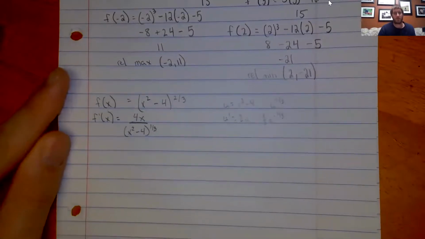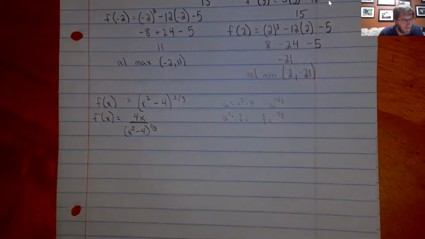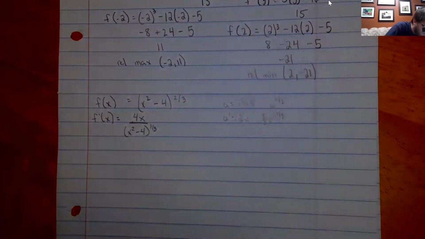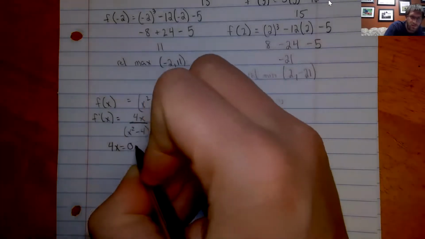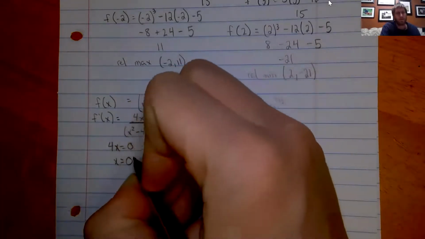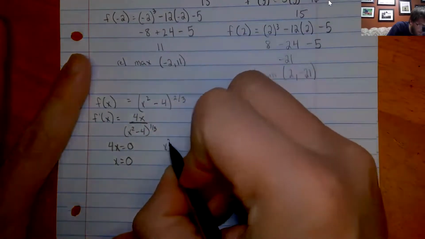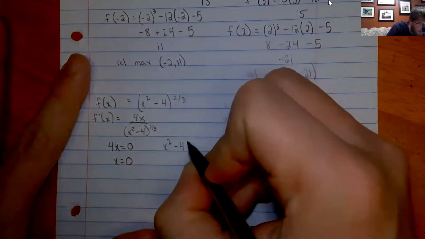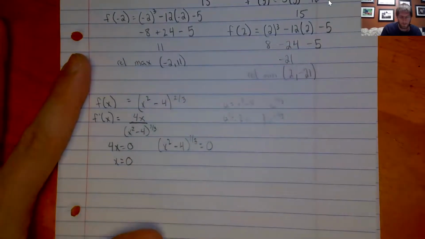So for this one, we will have not only the derivative equal to 0, but it will also be undefined. So the derivative will be equal to 0 when the numerator is 0. So when does 4x equal 0? Well, of course, when x is 0. And then when is it undefined? Well, if x squared minus 4 to the 1/3 equals 0, then that function will be undefined.